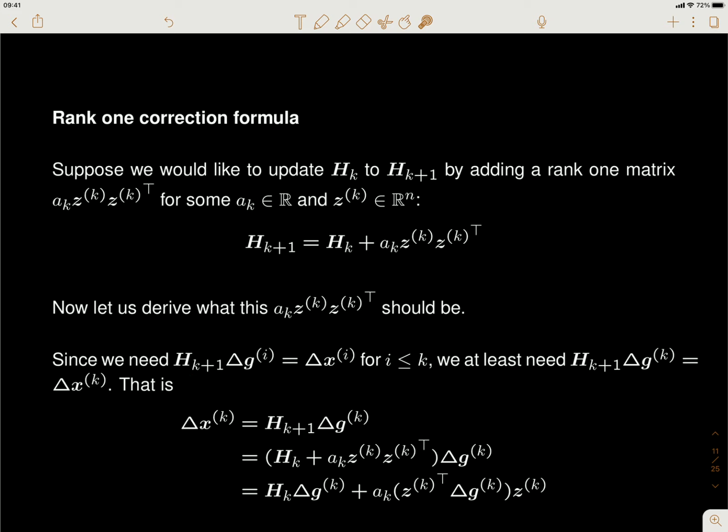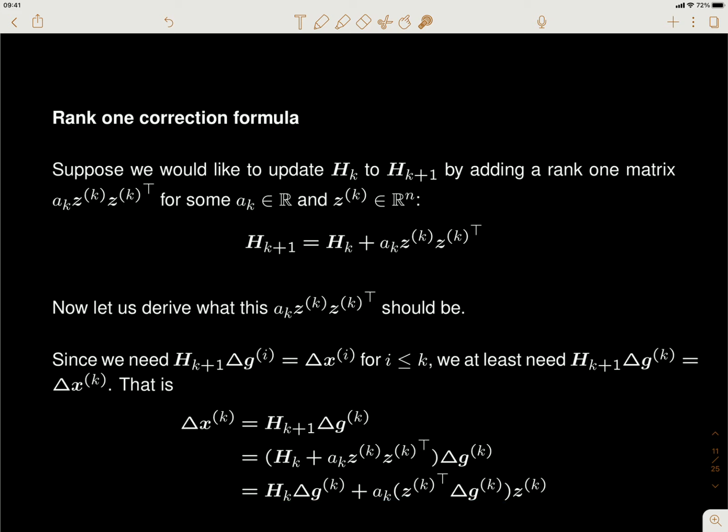Okay, so for i equals to k, as we said, the delta Xk should be equal to this. And then the HK plus 1 was updated from HK by adding this rank 1 matrix, so I replace it back. Okay, so this is the matrix. And now I put this delta GK inside. I'll have the HK times this plus this. Okay, and I know that my ZK needs to satisfy this equation, at least needs to satisfy this equation.